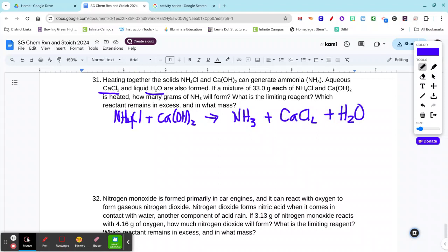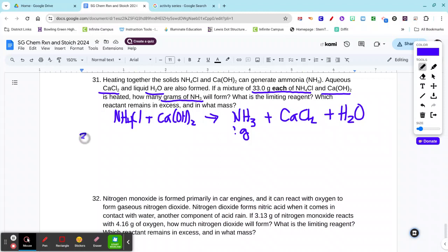H2O. All right. It tells me I start with 33 grams each of this and this. So if I start with two amounts, right, that is limiting reactant. And it wants to know how many grams of this will form. So this is what I'm looking for. So I'm going to go from each of my starting amounts to that.